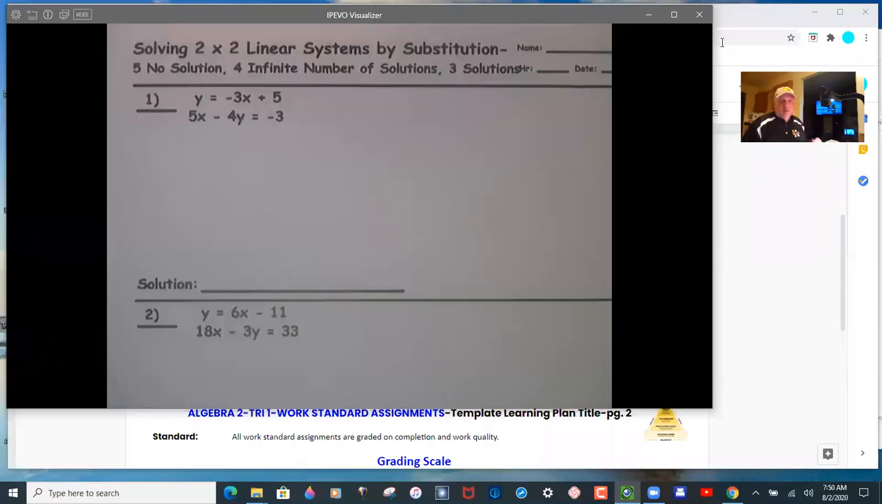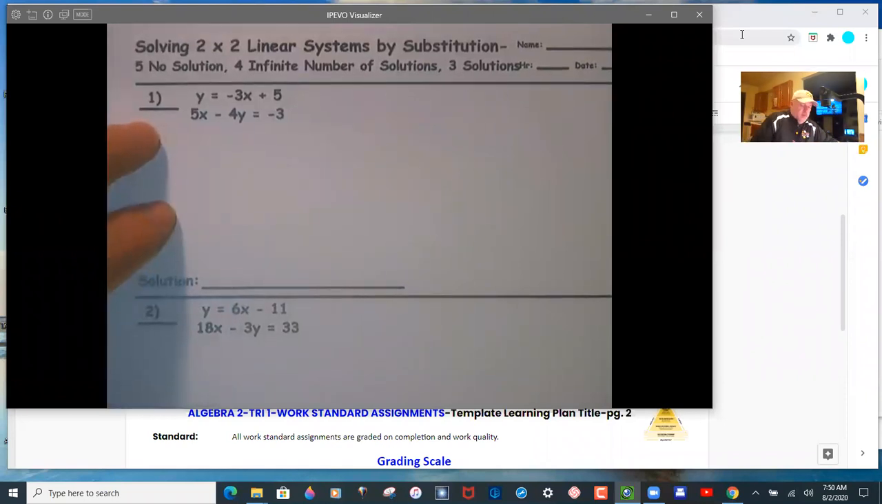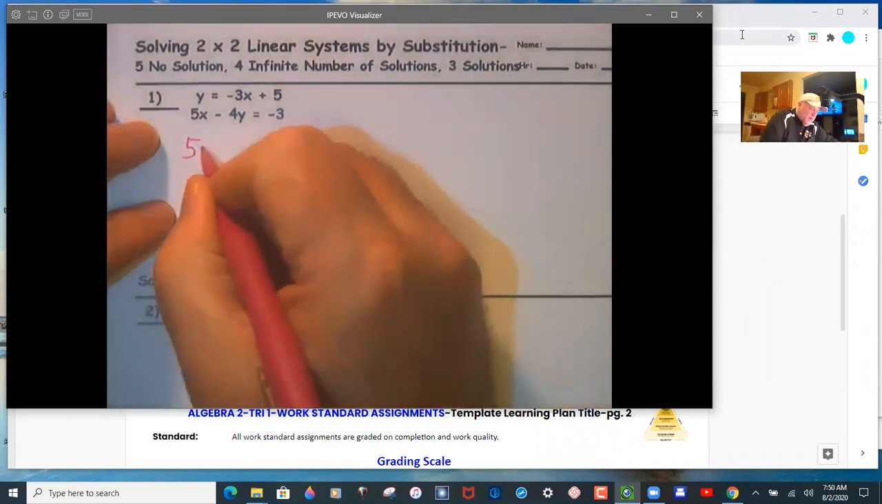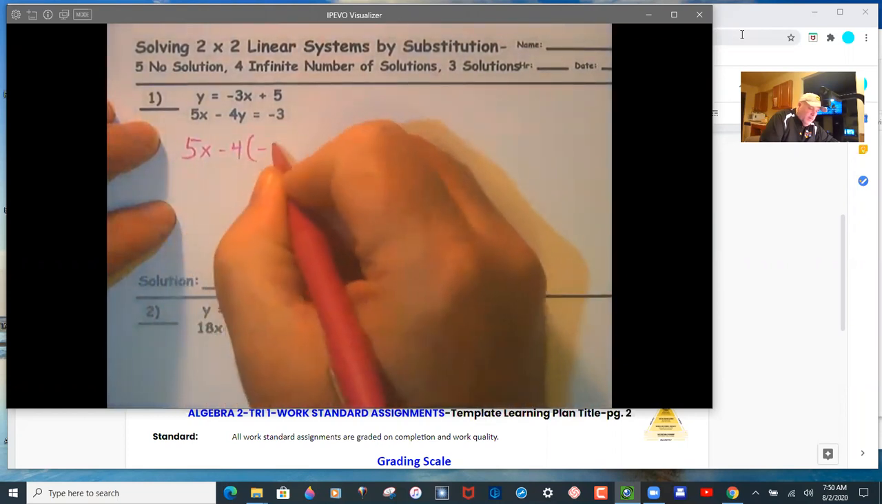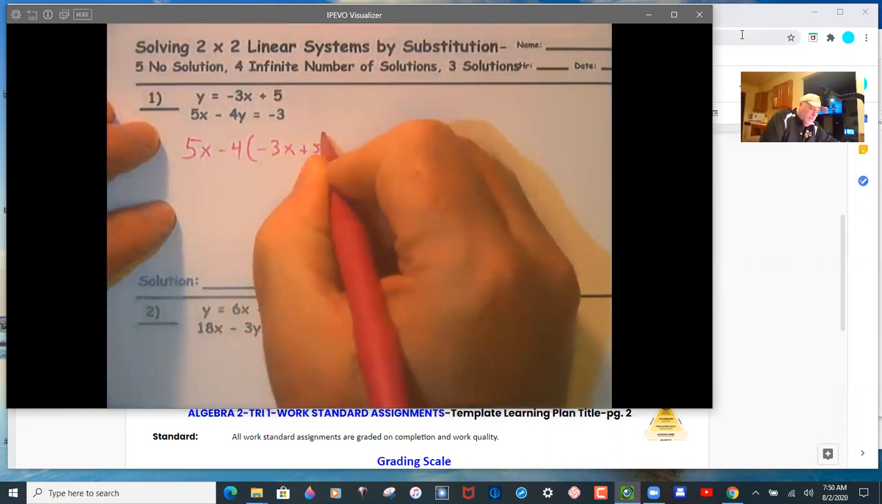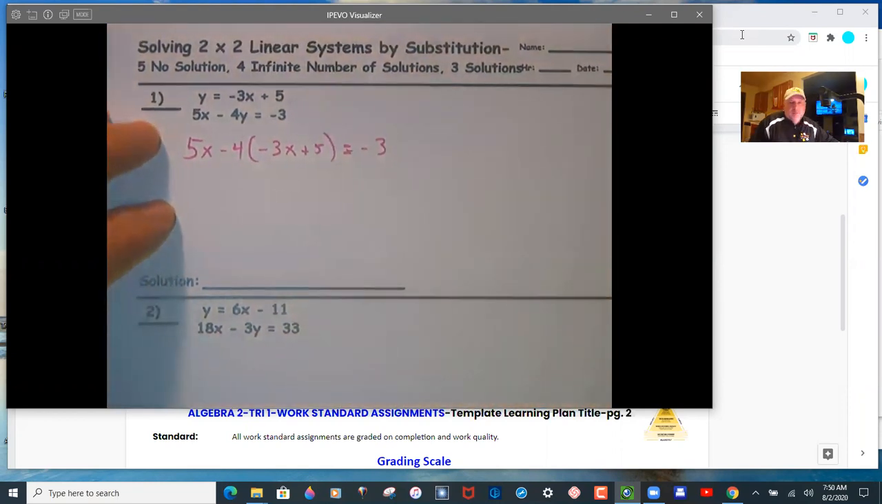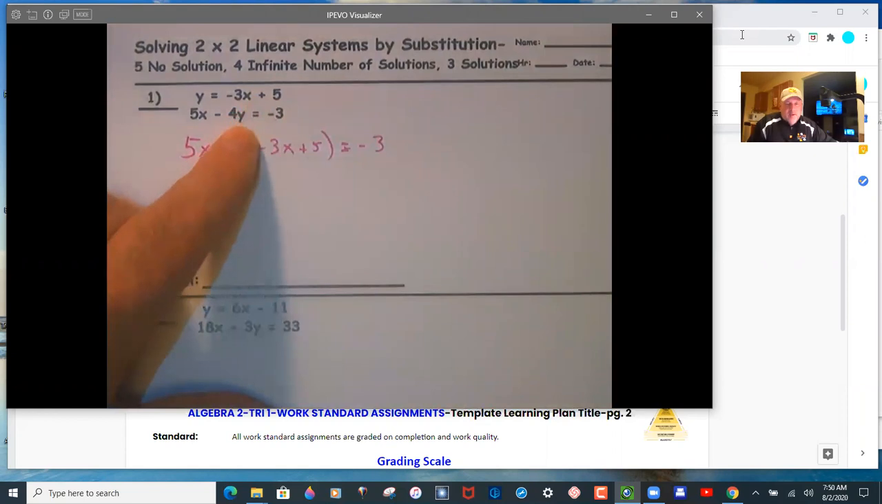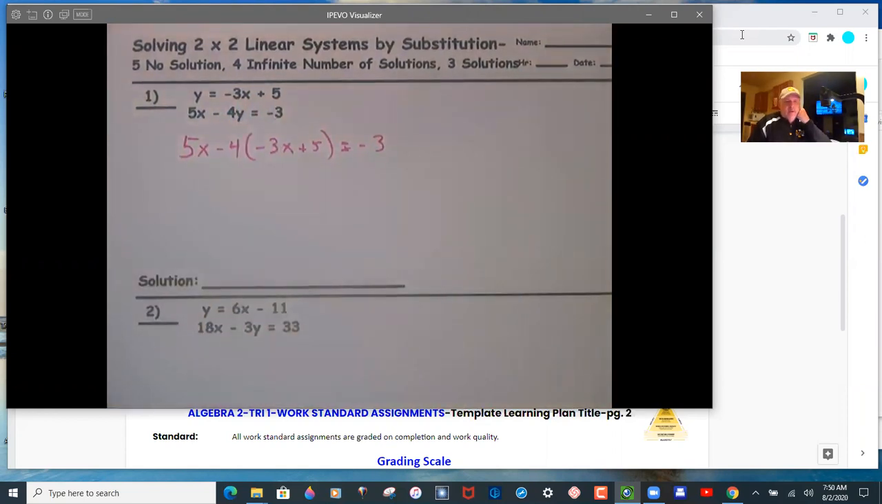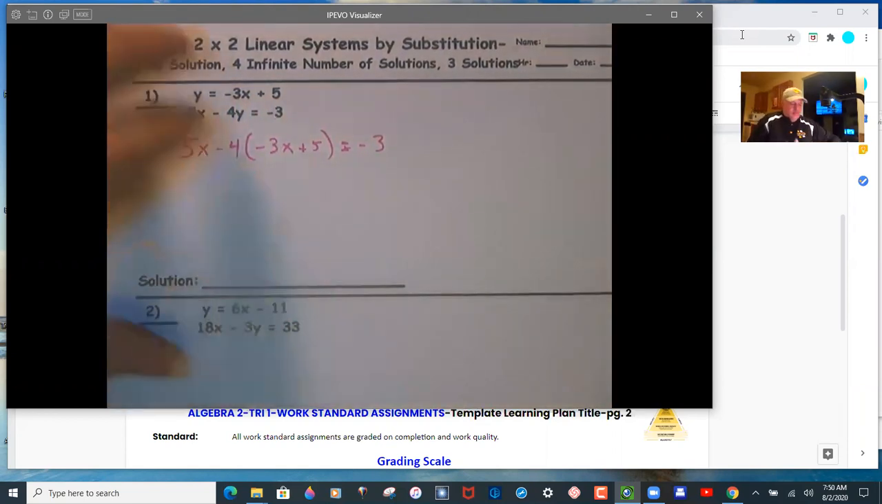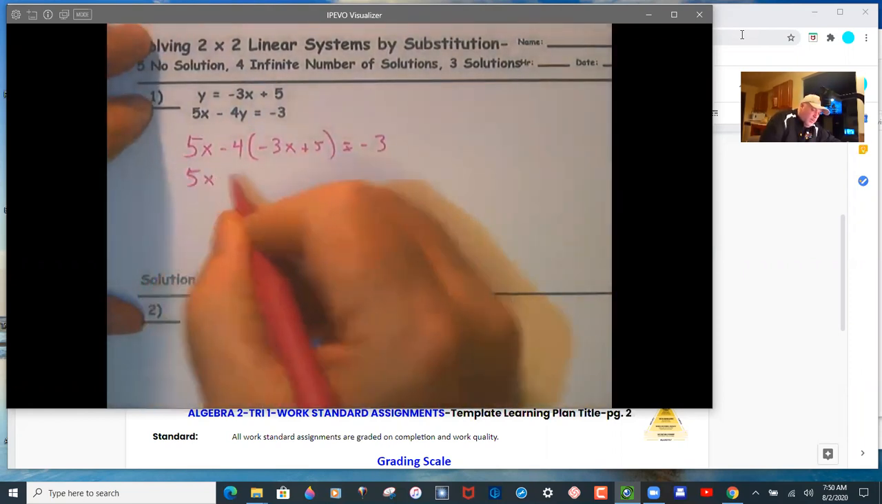So I'm going to show these 3 on this section, solving by substituting. So if you have one variable solved for, generally you can substitute that into the second equation for that variable. So what is meant by that? So the negative 3x plus 5 goes in for the y in the second equation. And then just work it through.